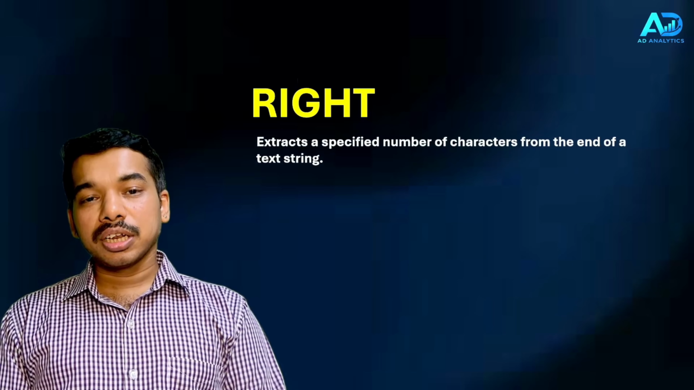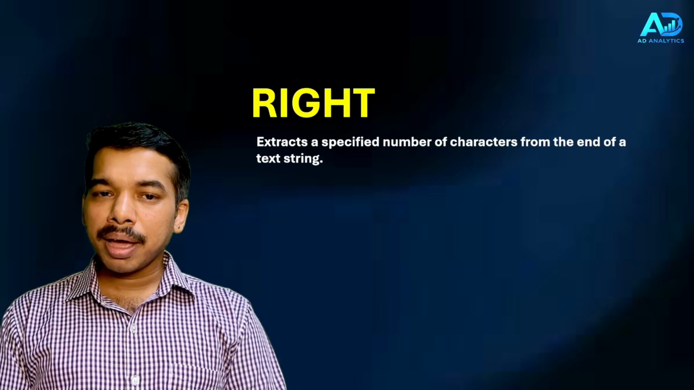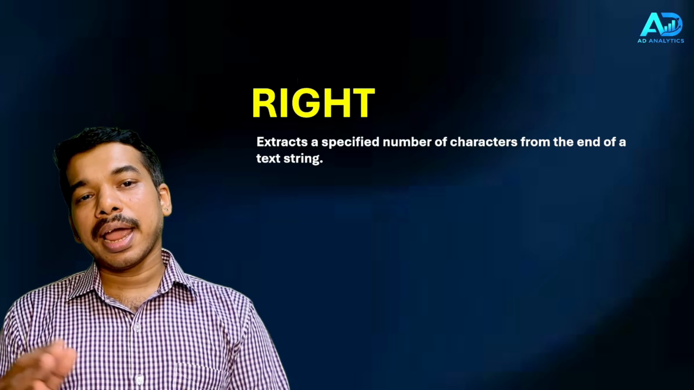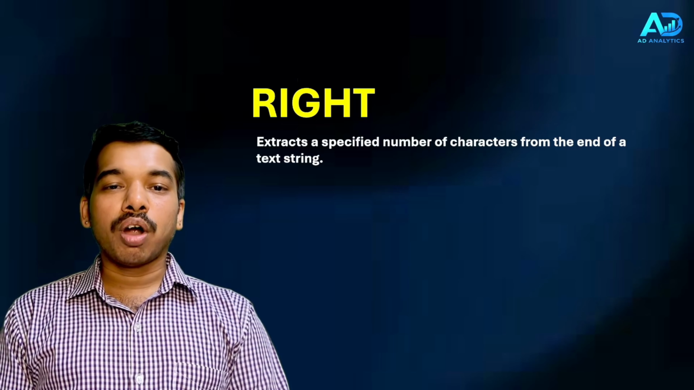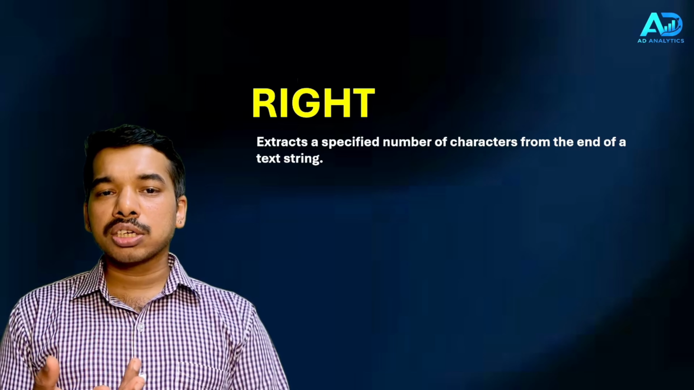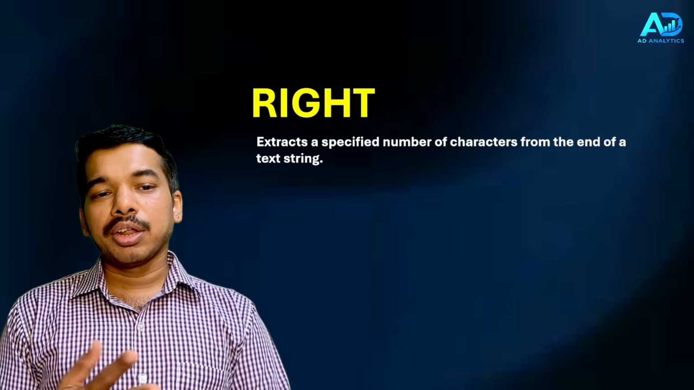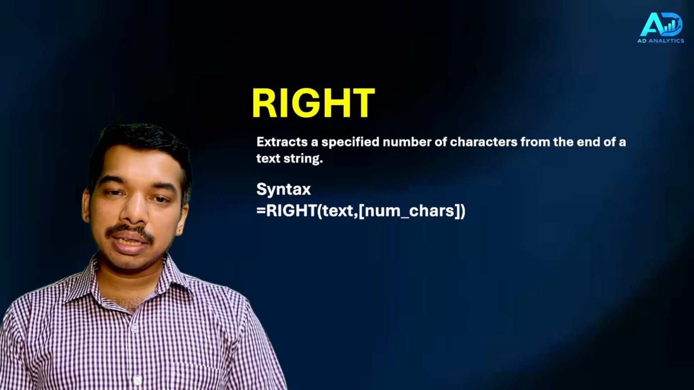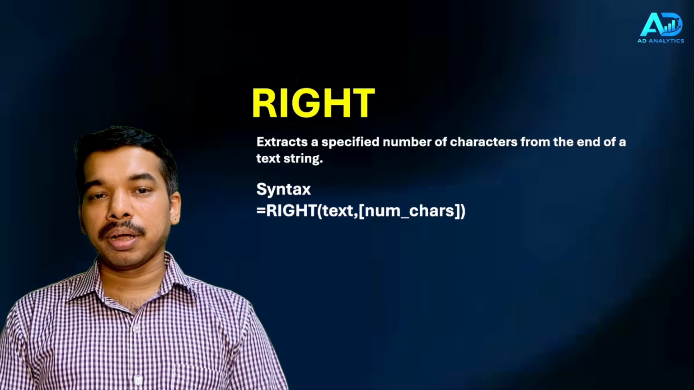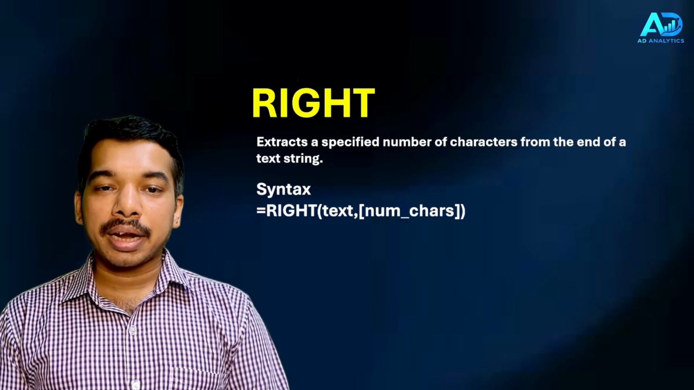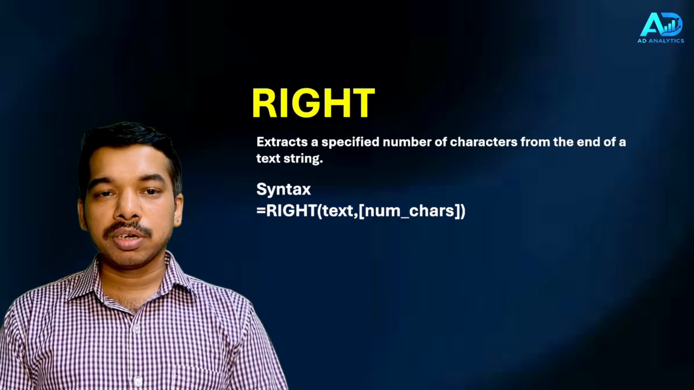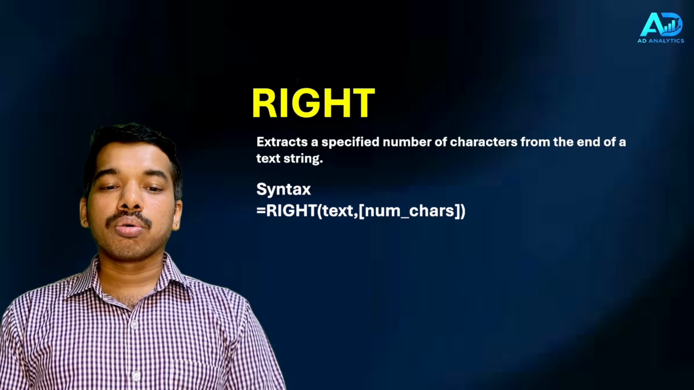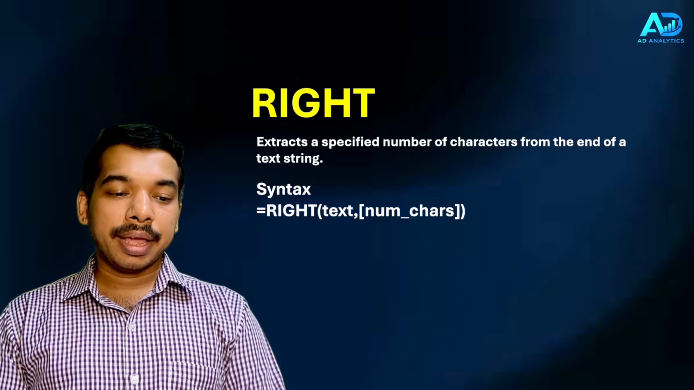So the right function, the name itself tells, and you must have imagined by this time, that it is the right side of the cell value. That means if you want the end of that cell value, the last 3 letters or last 2 letters, then you can use the right function. The syntax is: select the cell reference number, and define how many characters you want from the last of the text. So let's jump into Excel.